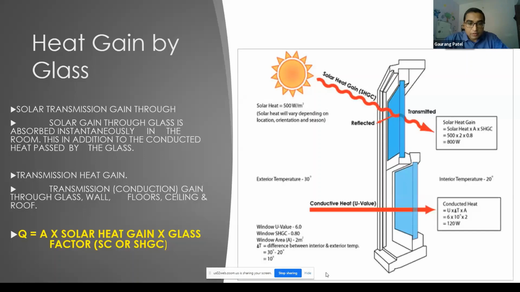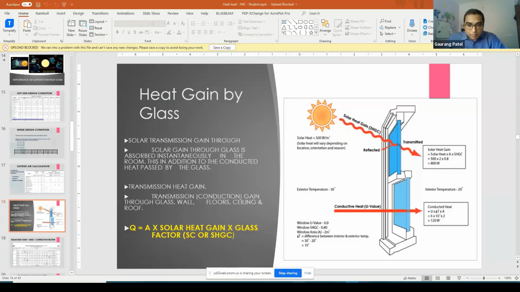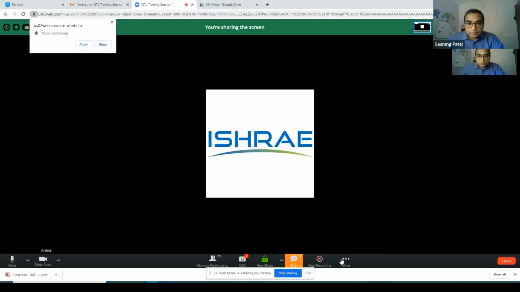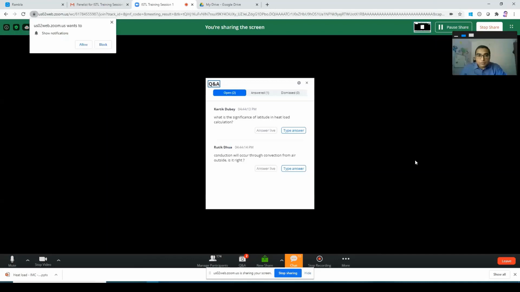Yeah. I just need to go back to my original screen. Saloni, you can take that question also, because that is regarding latitude. Yeah, I was just going to come to that as well. Sure. So we have two more questions, Gaurang sir. One is regarding the significance of latitude in heat load calculation.